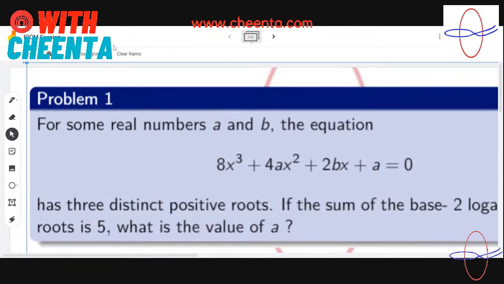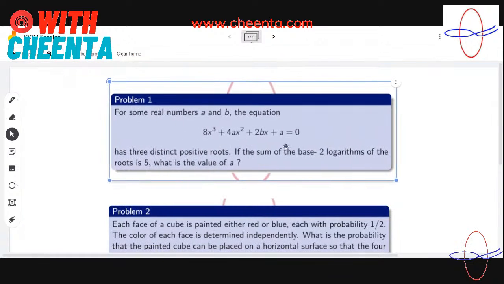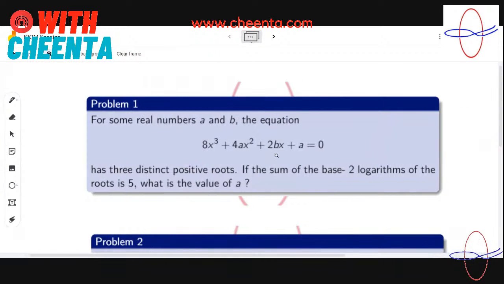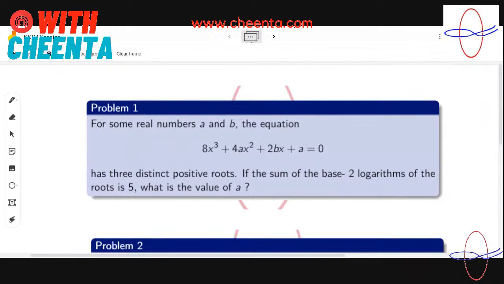For some real numbers a and b, the following equation, 8x cubed plus 4ax squared plus 2bx plus a is equal to 0, has three distinct positive roots. If the sum of the base 2 logarithms of the roots is 5, then what is the value of a? Okay, that is the question.